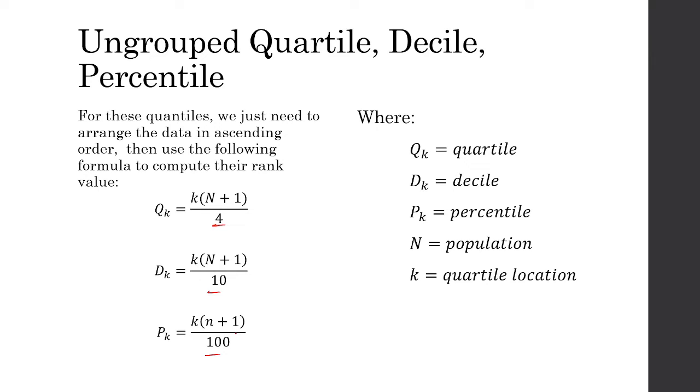It is respective to their definitions, wherein we need to divide the data array into 4, into 10, and into 100. So in here, these are just the formulas for our rank value. But how do we actually compute for the quartile, decile, and percentile themselves?